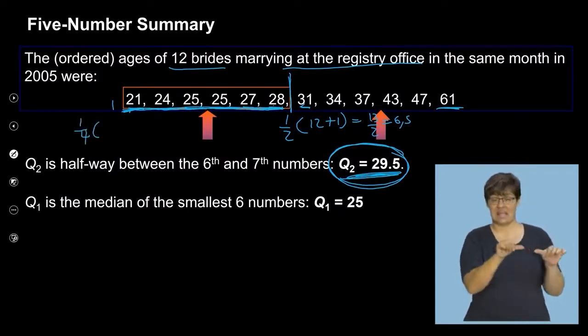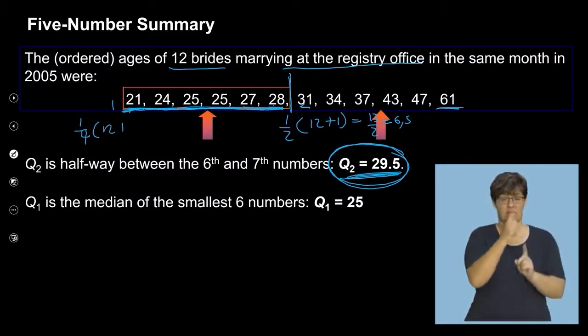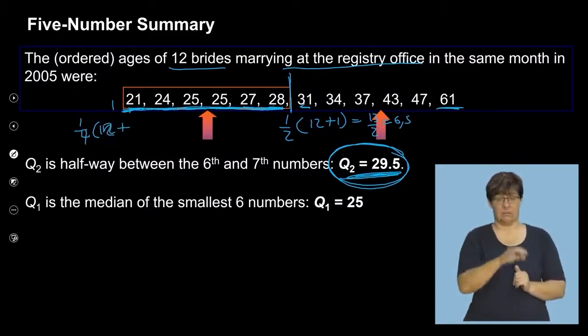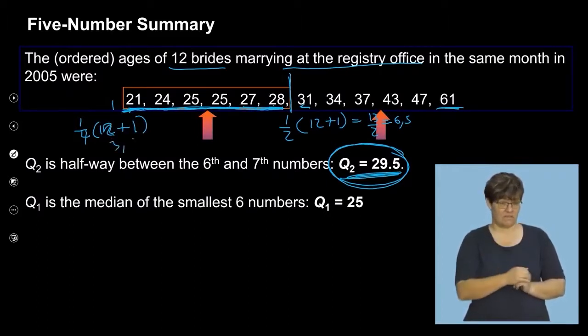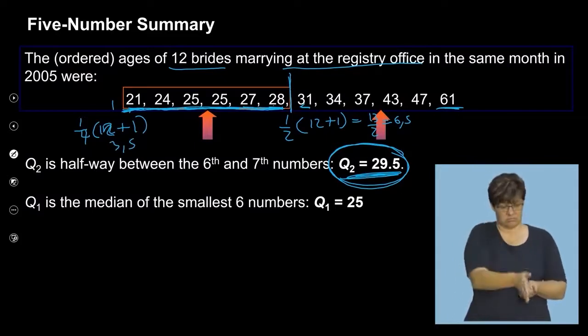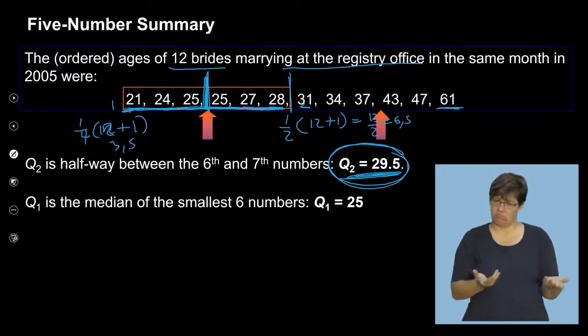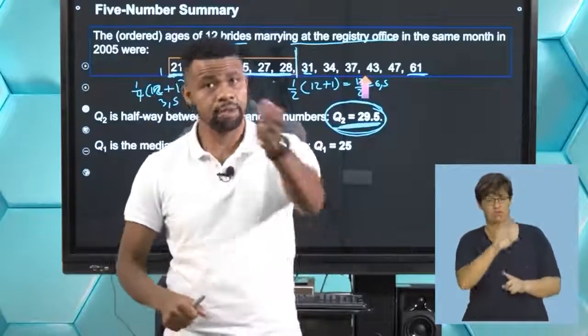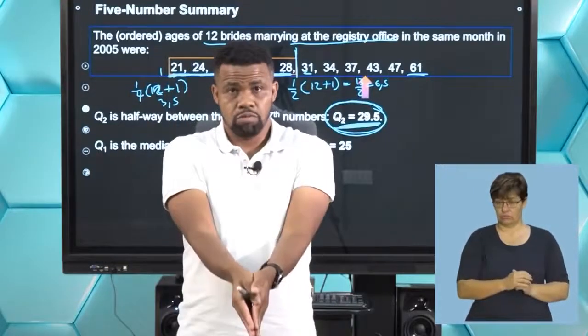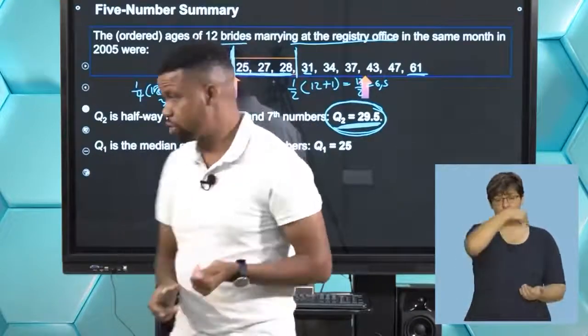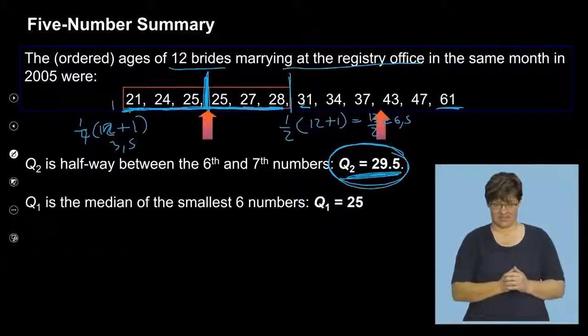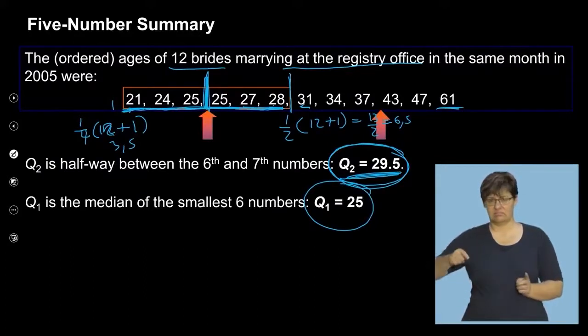What is the data size? 12 plus 1, which is 13. 13 divided by 4 will give us 3.5. Then you find position 3.5 is there. It's between 25 and 25. Then what do you do? You say 25 plus 25 divided by 2, which will give us 25, which is our lower quartile, or Q1. What about the upper quartile?